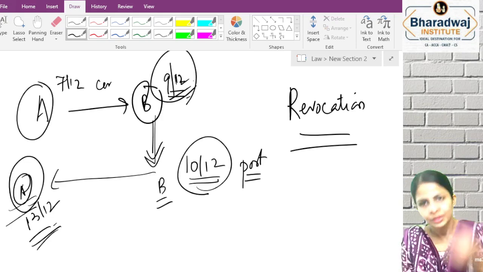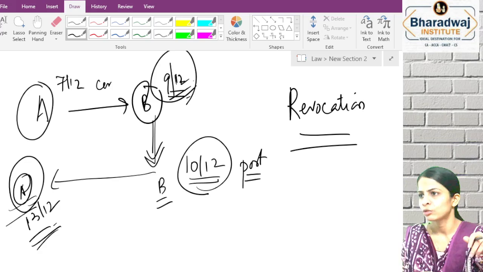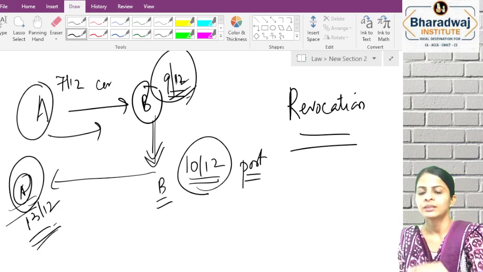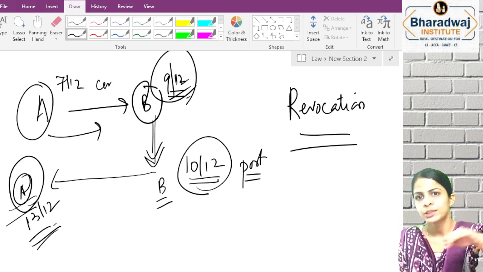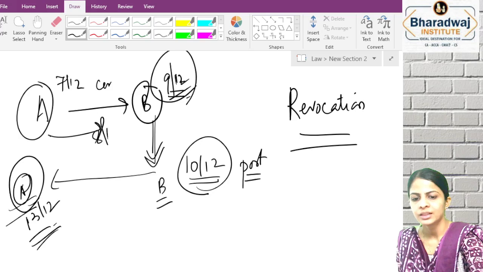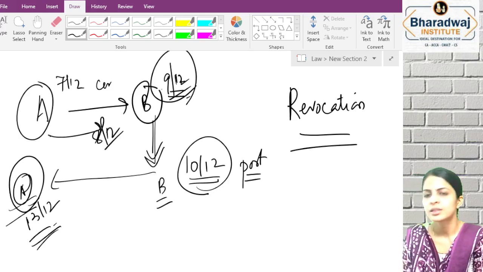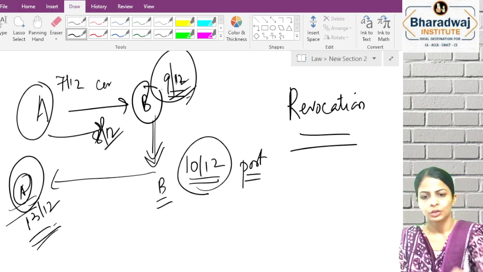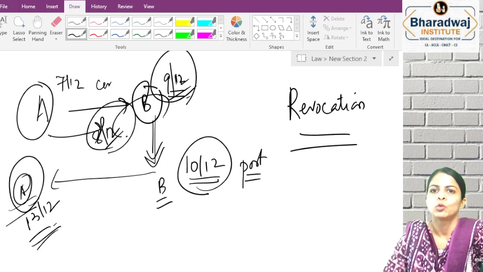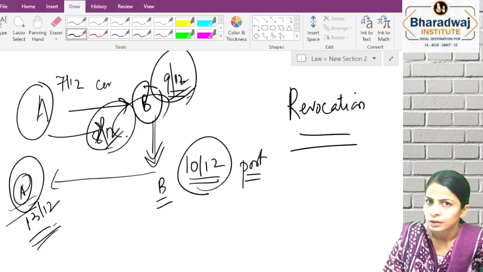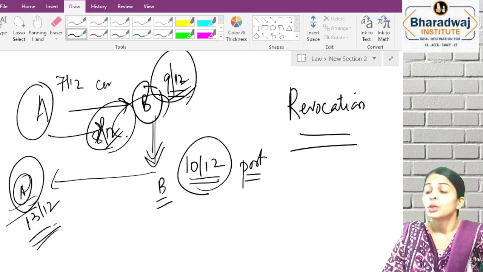How, ma'am? Already it is on post. I cannot go and tear it also. How? He has to write another letter. And by way of speed post, express post. This letter reaches on 8th. So revocation reaches even before the offer. It will be treated as revoked. Clear? Understood? No doubts? When will acceptance treated to be revoked?